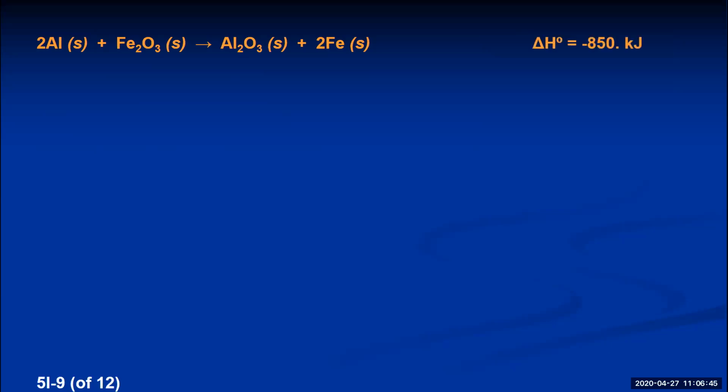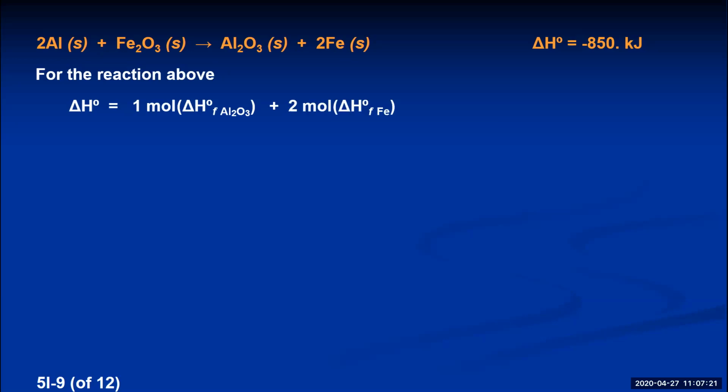Now, what can we do with that? If I write it over here, just so now it's next to the reaction. For the reaction above, there's a relationship that we've talked about throughout this lecture today, and that is the delta H of the reaction, the negative 850, equals the standard enthalpy of formation of the products minus the standard enthalpy of formation of the reactants. So the delta H value for this reaction, which is negative 850, must equal, follow along, 1 mole multiplied by the standard enthalpy of formation of aluminum oxide, plus 2 moles multiplied by the standard enthalpy of formation of elemental iron, go to the reactant side, minus 2 moles multiplied by the standard enthalpy of formation of aluminum, minus 1 mole multiplied by the standard enthalpy of formation of iron(III) oxide.